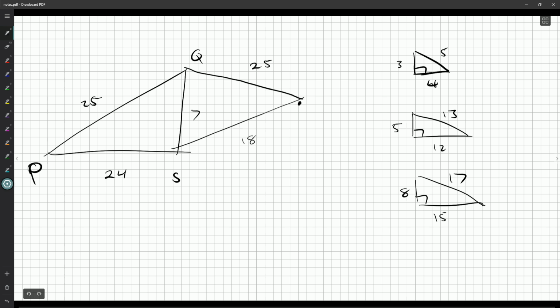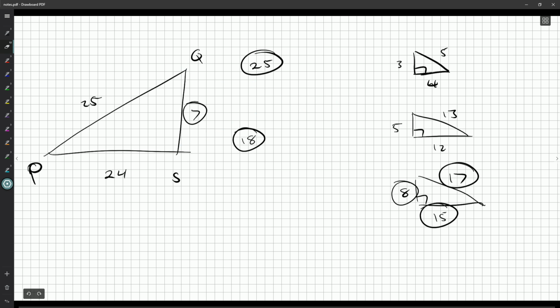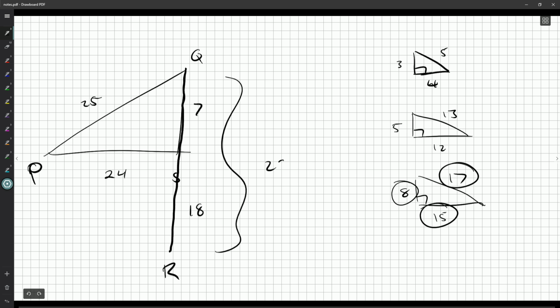25 and 18. Now, it looks like we've got another triangle, but hold on for a second. 18 and 7 is the same as 25. So we don't actually have a triangle, because any side of a triangle is always less than the sum of the other two sides. So what we have here is not actually a triangle. We have a straight line. That's the only way to make these work, and we have to look at the numbers to realize this. So we'll put R down here, 7, 18, and that gives me the total 25.